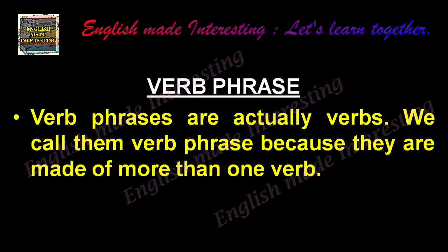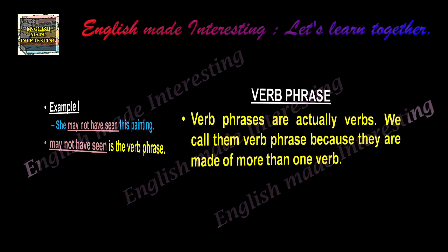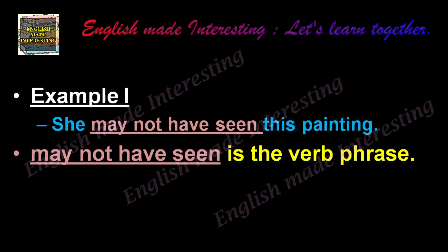Now we'll pass on to the verb phrase. Verb phrases are actually verbs. We call them verb phrase because they are made of more than one verb. Example, she may not have seen this painting. May not have seen is the verb phrase.